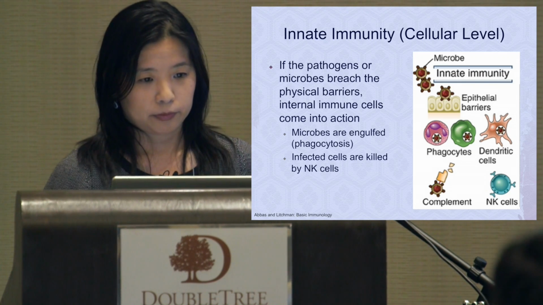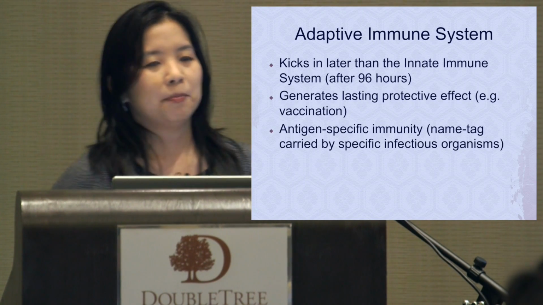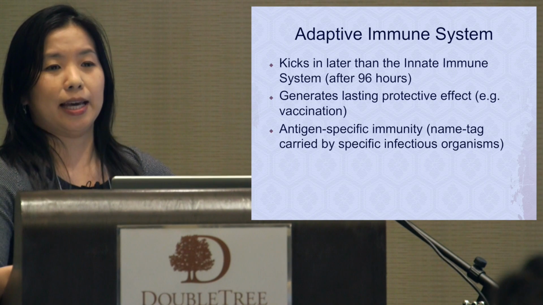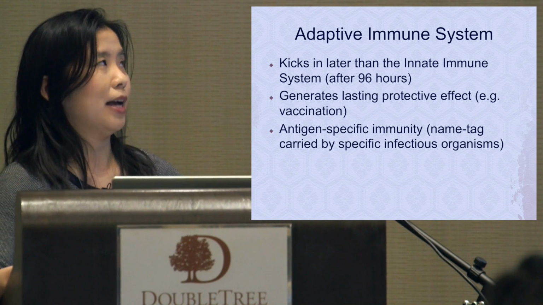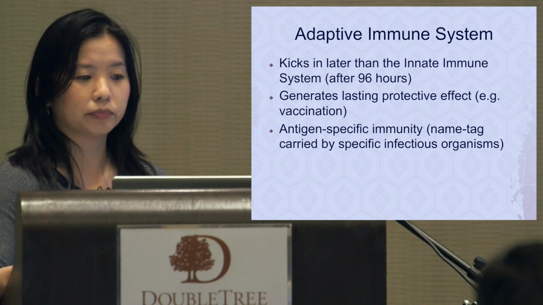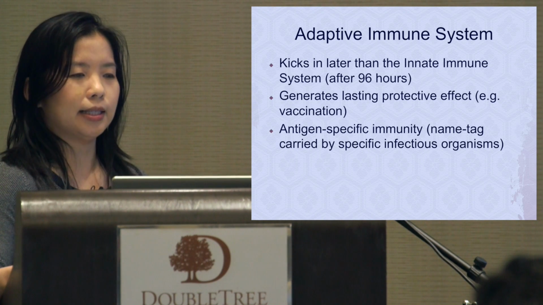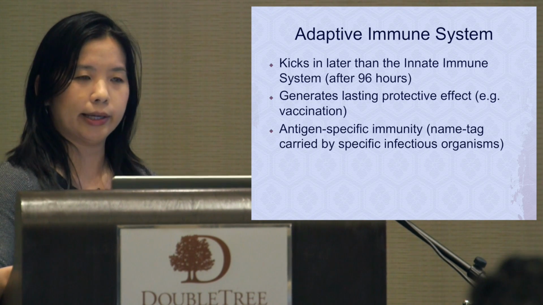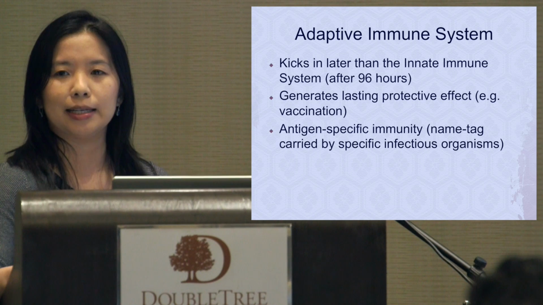So, not too bad. But what happens when things escape and you don't see them? That's where the adaptive immune system kicks in. It doesn't kick in right away. It's slow. It kicks in about 96 hours later, 4 to 5 days later.